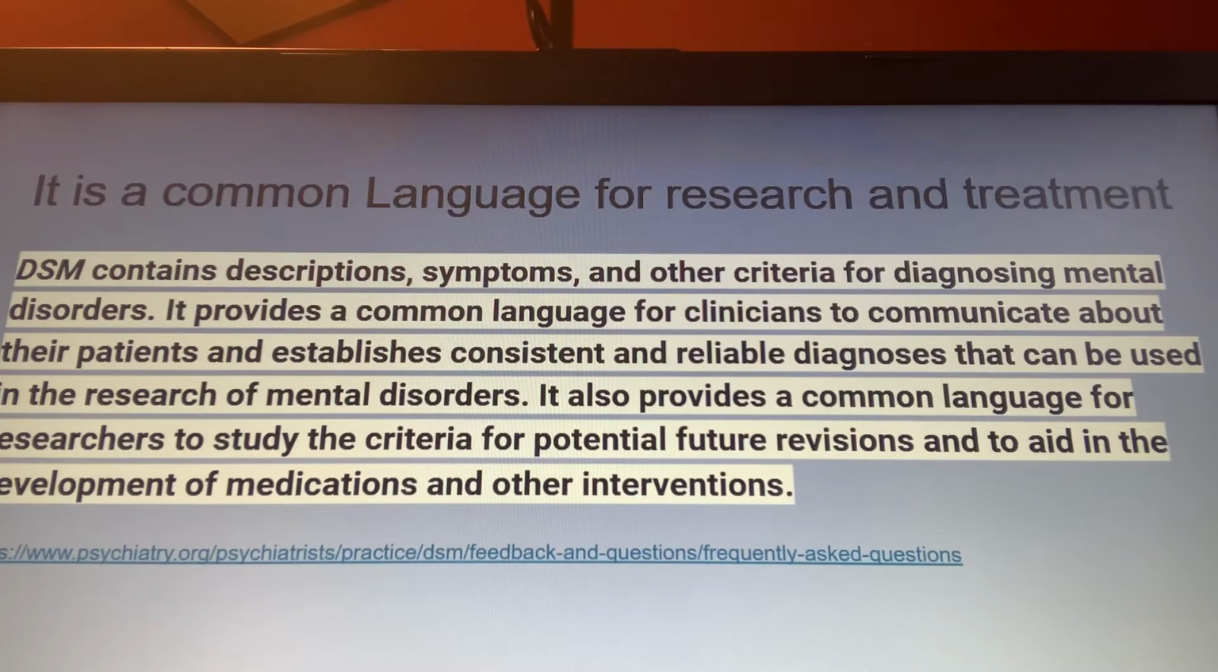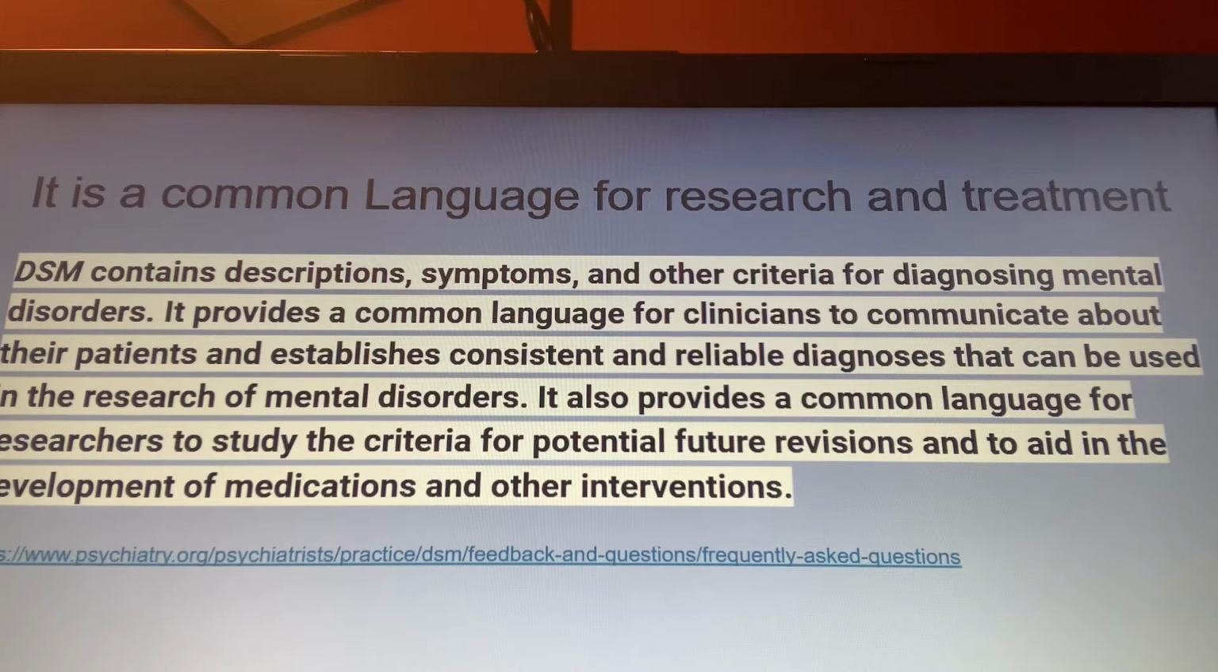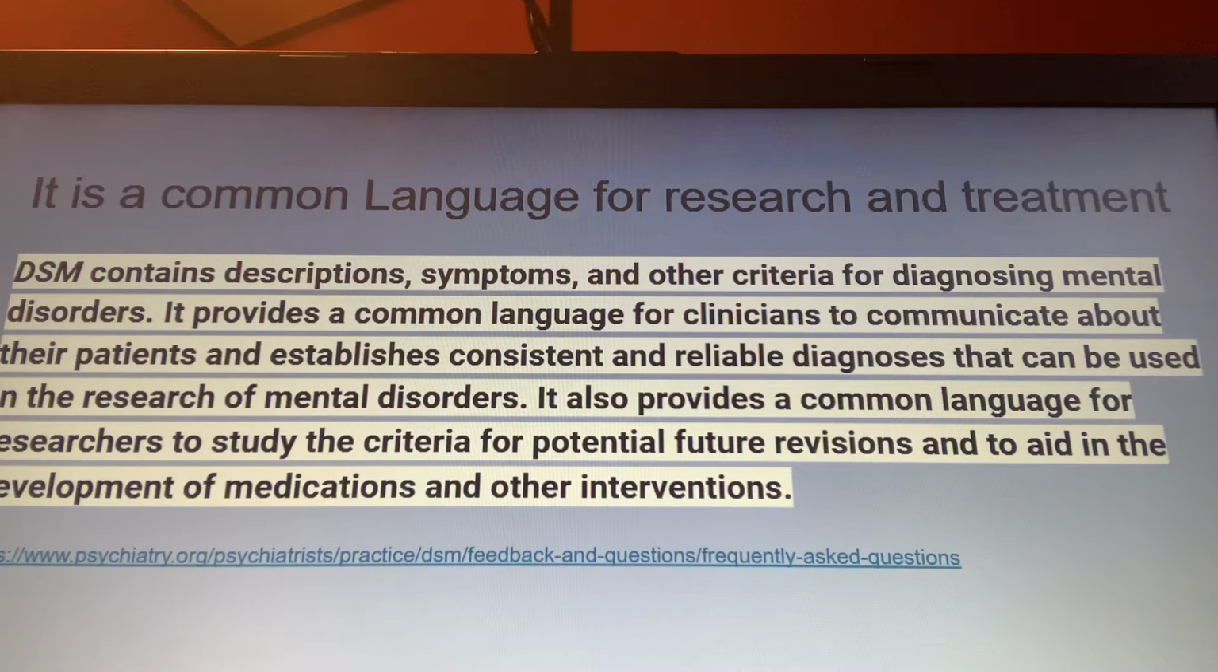So, how it's used. It contains descriptions, symptoms, and the criteria for diagnosing mental disorders. It provides a common language for clinicians to communicate about their patients, and establishes consistent and reliable diagnoses that can be used in the research of mental disorders.